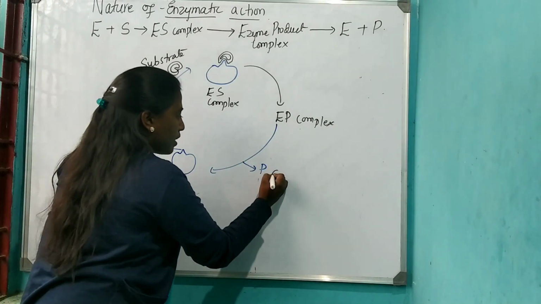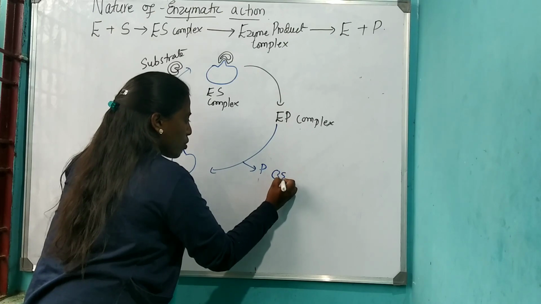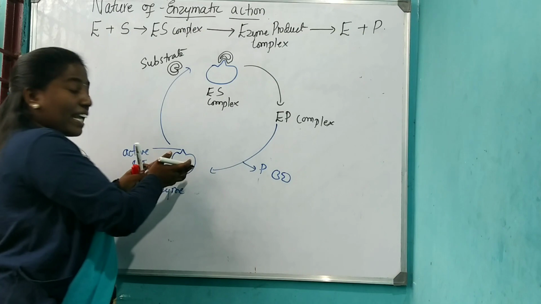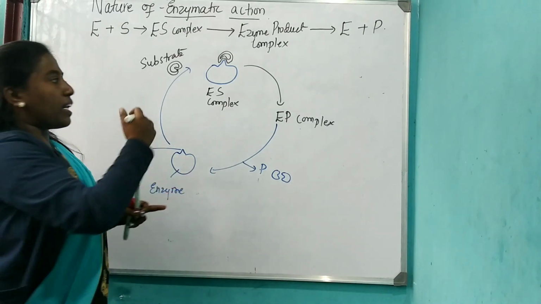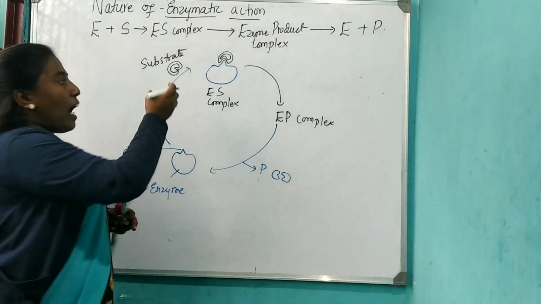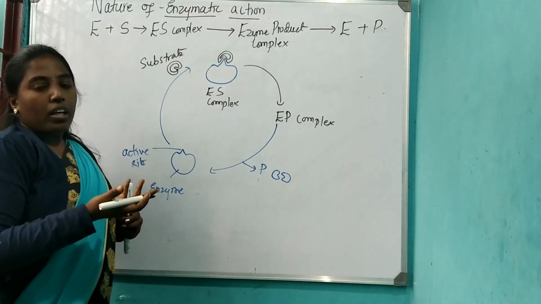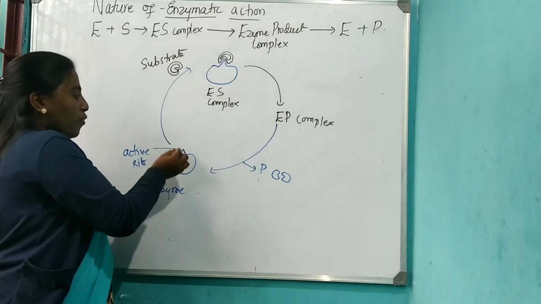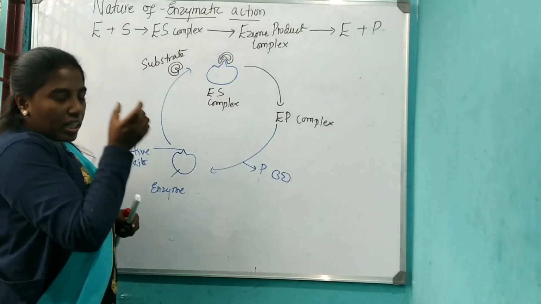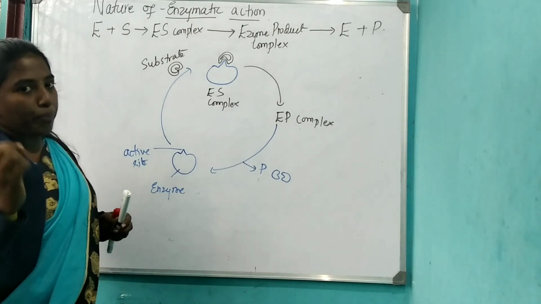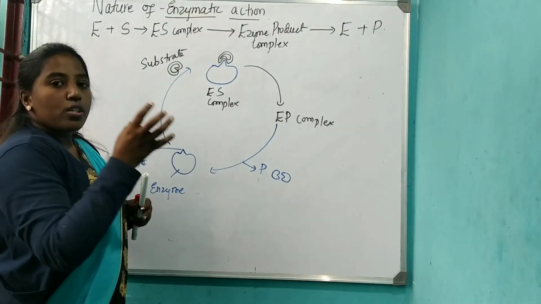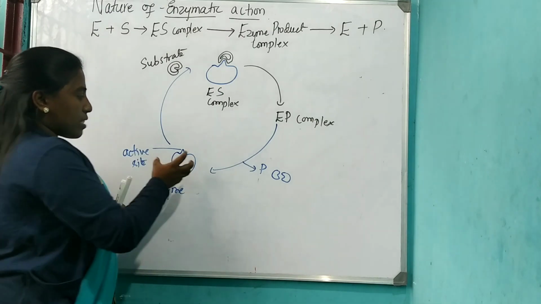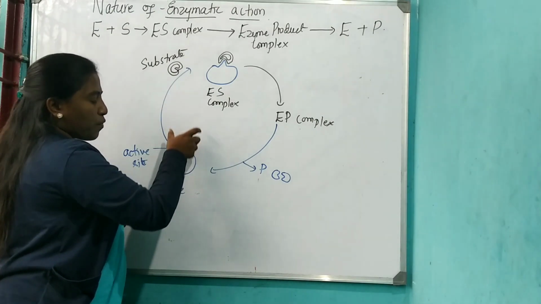For example, you can take this as the product. This is the structure of the product. It gets released from the enzyme. Now the enzyme is free again. This free enzyme can again combine with the substrate and the process of conversion to product continues. Here you should remember that for a particular active site, a particular substrate can bind. This model is called the lock and key model. The enzyme acts as a lock and the substrate fits like a key.